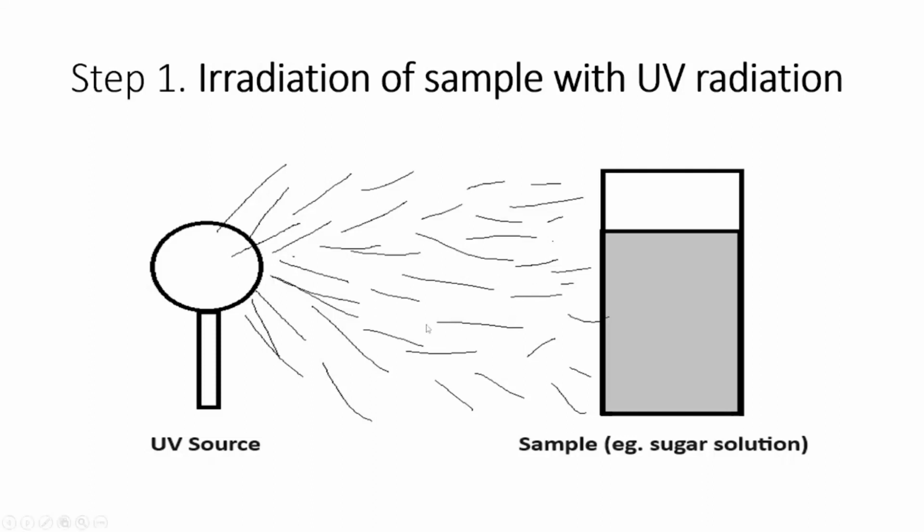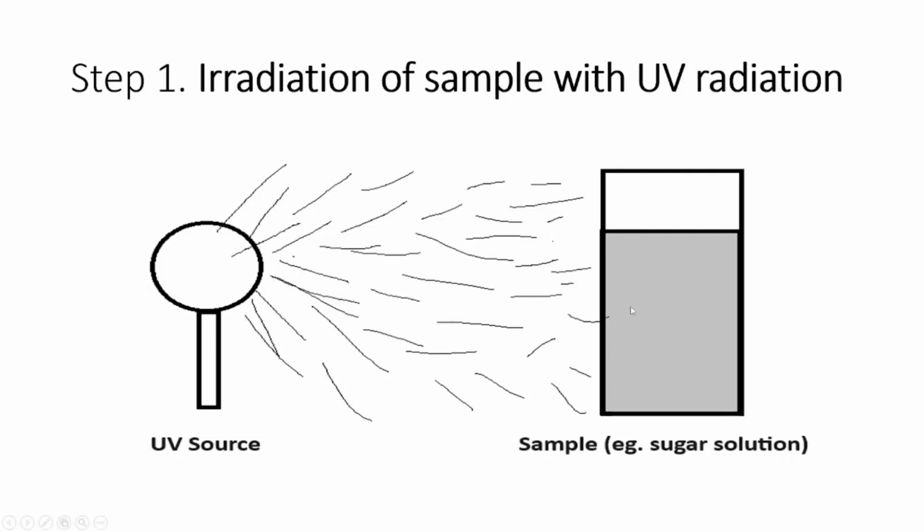So as you can see from the diagram, I think it's clear for you to understand what I'm trying to convey to you. So the first thing that happens within the spectrophotometer when you put your sample into it is the irradiation of the sample. The UV source emits the radiation that goes through the sample.